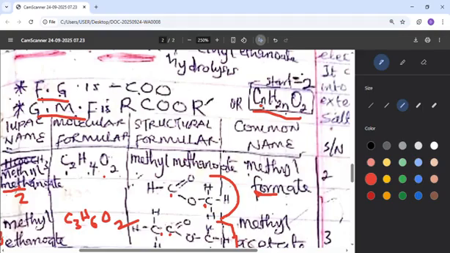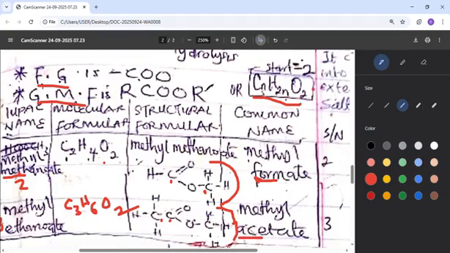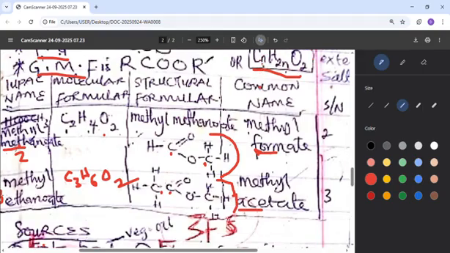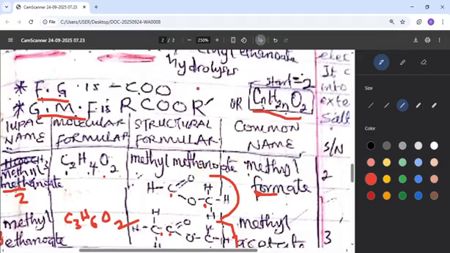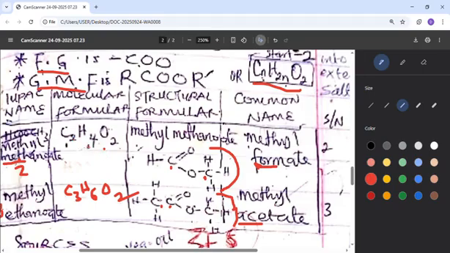We can also use this formula CnH2nO2 for our ester, but always start from 2. Anywhere you see n, put 2. So let's look at the IUPAC names of esters. The first one, if I put 2 here, that will give me C2H4O2. So as you can see it in our molecular formula. Then for the structural formula, always start with the functional group at the center, COO.